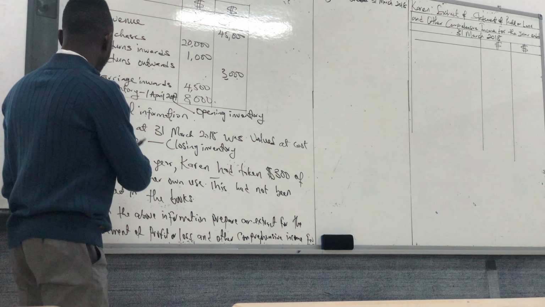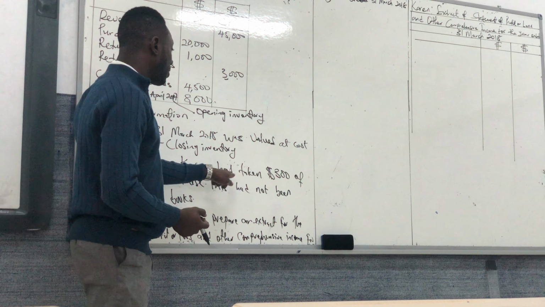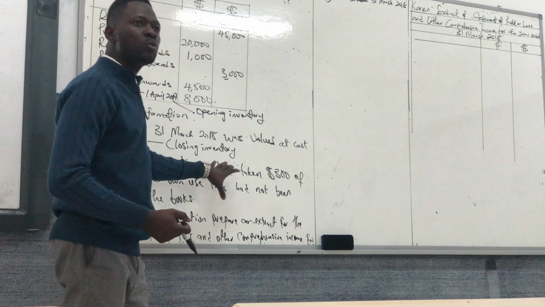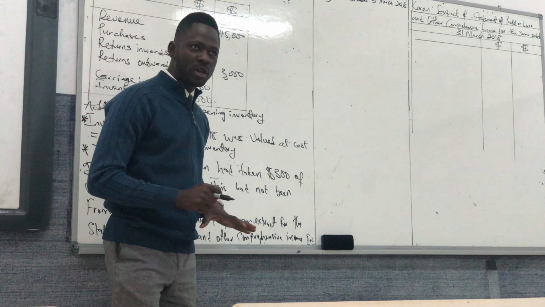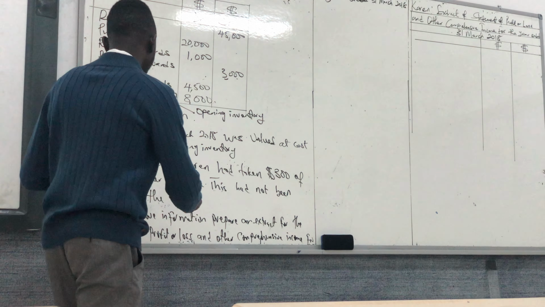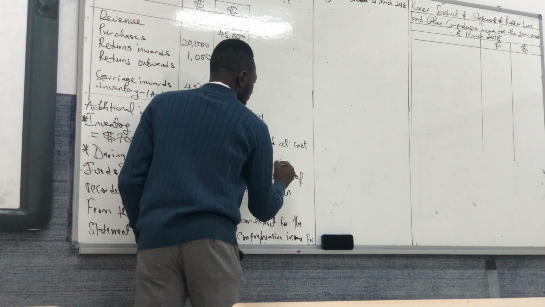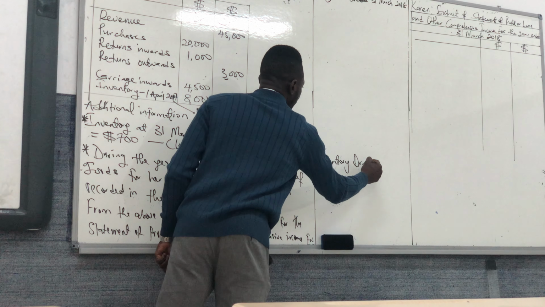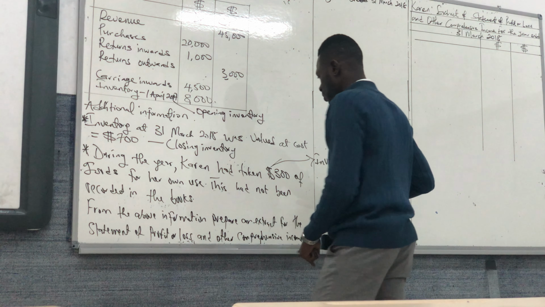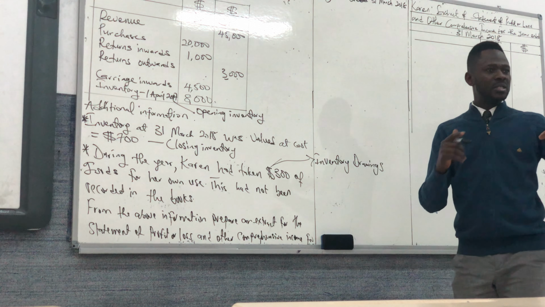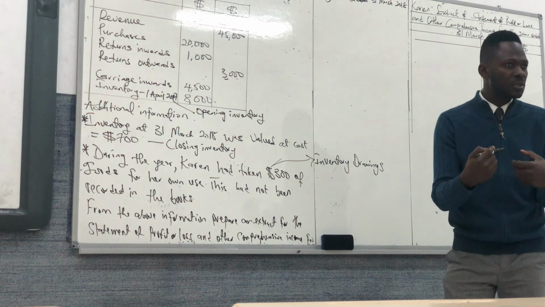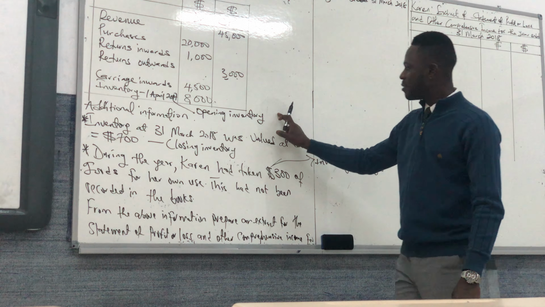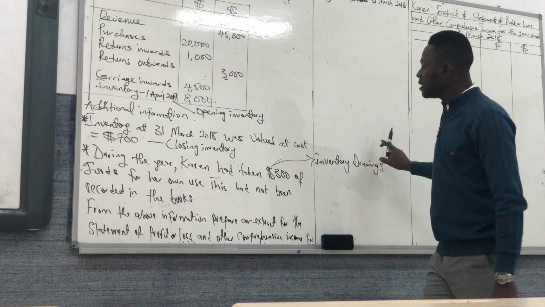Great. Then it said, during the year, Karen had taken $300 of goods for her own use. So she took $300 worth of goods for her own use. We call it drawings, inventory drawings. So we know what inventory drawings is now. That means the owner of the business takes goods or stocks for personal use. That is inventory drawings. So these are the opening inventory, closing inventory, and inventory drawings.